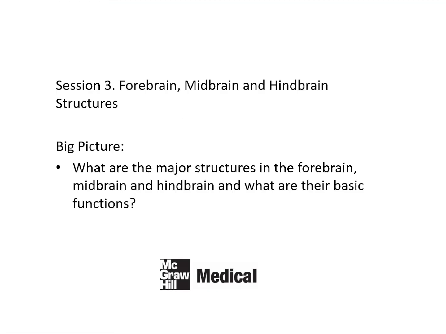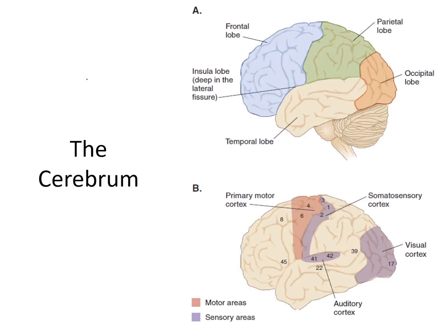In the last session, we introduced the idea that the early neural tube initially develops three swellings, becoming these three major areas: the forebrain, midbrain, and hindbrain. In this session, we'll take a closer look at the structures within each of these three major regions. As we noted, the cerebrum is the largest part of the brain. It's the seat of our thoughts and perceptions and our voluntary actions.